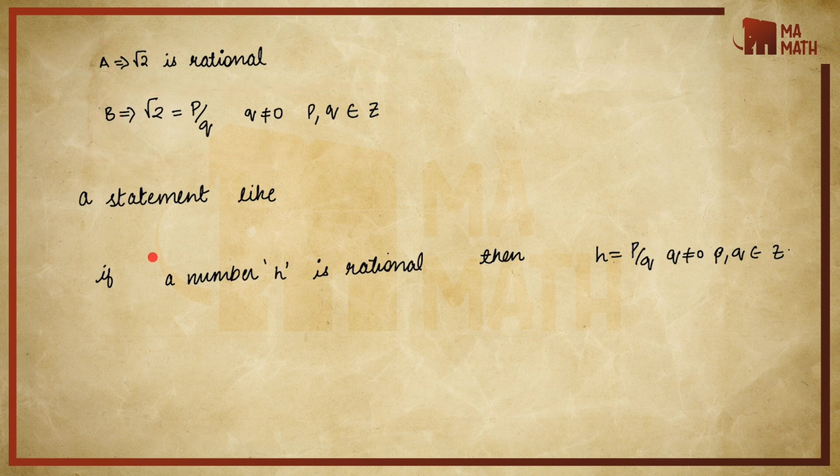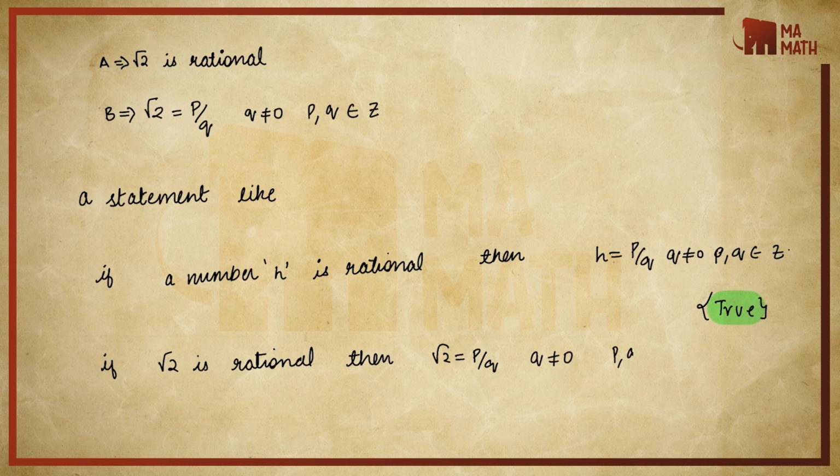Now, if we have a statement like, if a number h is rational, then h equals p by q, where q is not 0 and p, q belong to integers. If we have such a statement, that statement is true, because that is the definition of a rational number. So if a number h is rational, then h can be expressed as p by q in simple terms, and q is not 0 and p, q belong to integers. Therefore, we can write that if root 2 is rational, then root 2 can be written as p by q, where q is not 0 and p, q belong to integers.